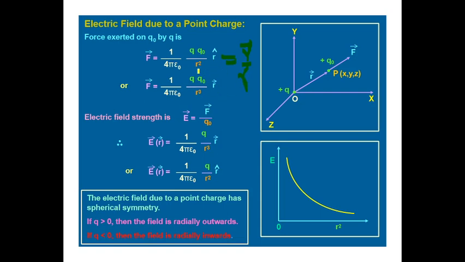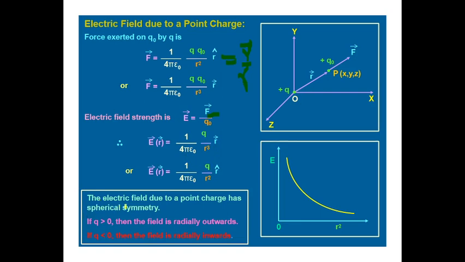This is the R into R square, it becomes R cube into vector R. So electric field strength E is equal to F divided by q naught. This is the formula for the electric field strength. Substituting the value of this F, we will get electric field E equal to 1 divided by 4 pi epsilon naught, Q divided by R cube into vector R.